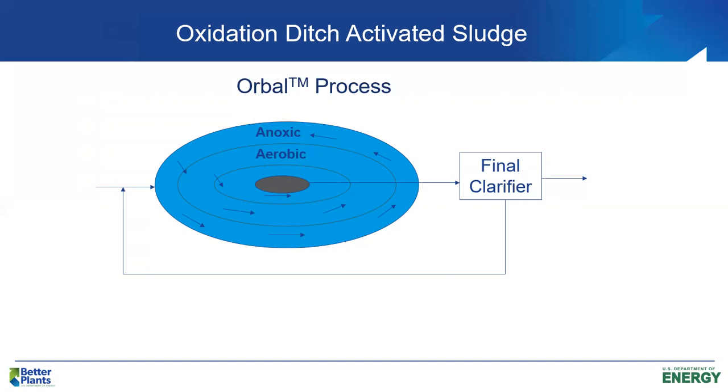The middle ring will keep the DO about 0.5 to 1.5 milligrams per liter, and the inner ring somewhere in the 1.5 to 2.5, or maybe as high as 3 milligrams per liter, to make sure we have low ammonia in the final effluent.